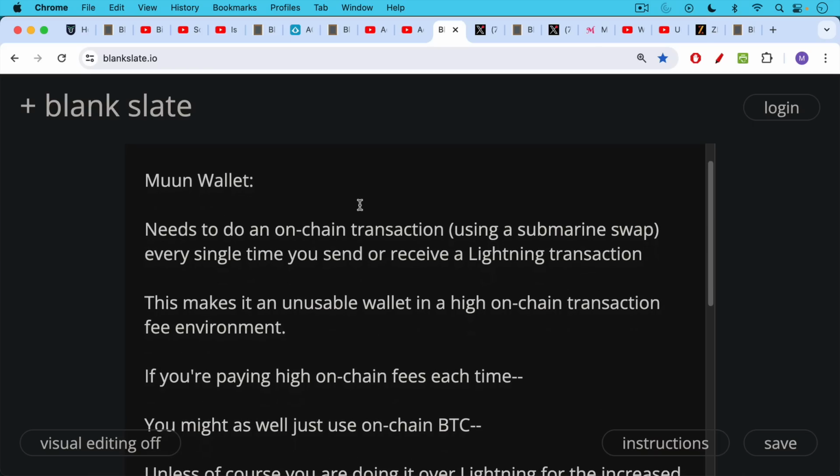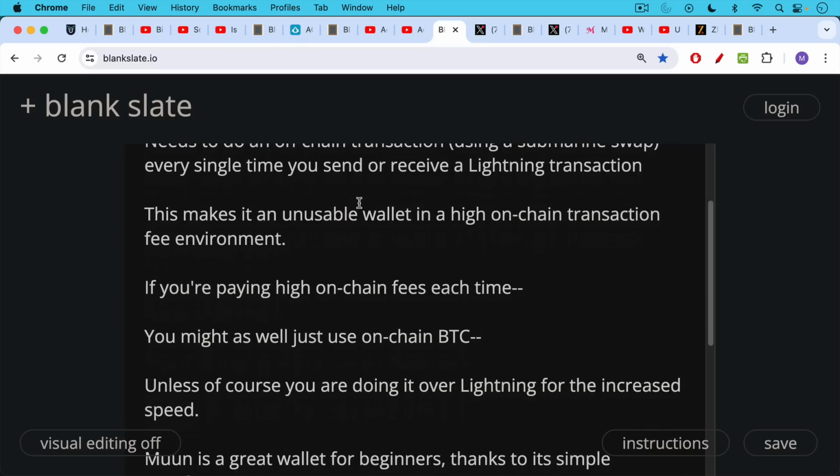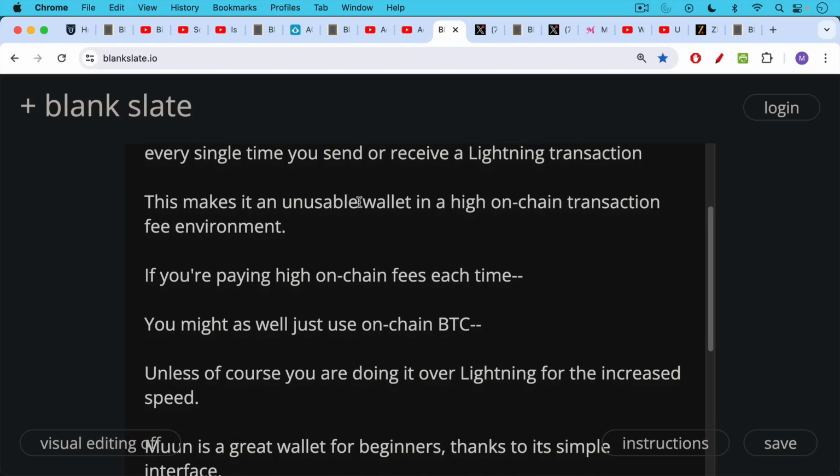So you can still use your Muun Wallet in low fee environments. It makes sense. In higher fee environments, you might want to look into something like Aqua. And the thing about Muun Wallet is, if you're paying high on-chain fees each time, you might as well just use on-chain Bitcoin to begin with. Unless, of course, you're doing it over Lightning for the increased speed. So this is one of the problems with paying high fees and using Lightning. You don't have the same security guarantees that you do on-chain. You still have very strong security guarantees, but they're not quite as good.